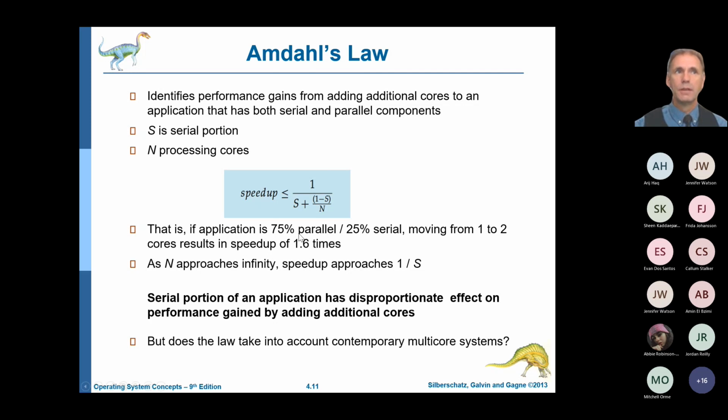So here we've got something that's a 3 to 1 of parallel to serial. If we plug those numbers in there, we can see that from 1 to 2 cores doesn't give us double the speed, it gives us 1.6 times the speed if we can run 75% of the code in parallel. So all of these things depend on each other. So it's not just about the hardware, it's about the software as well and how they work together.